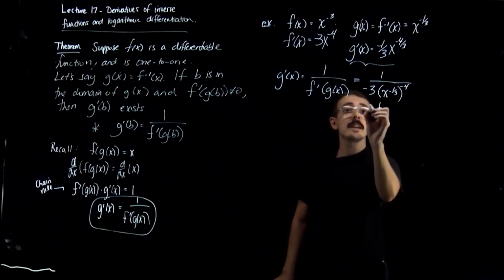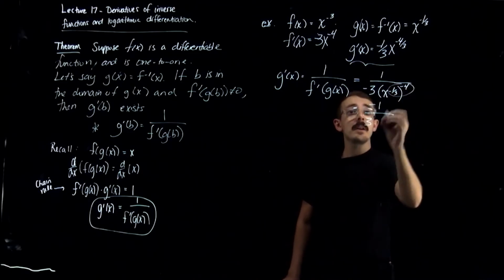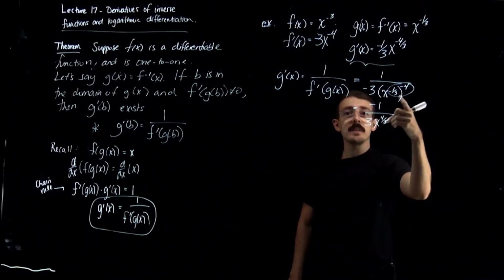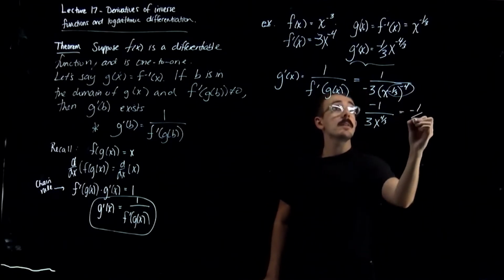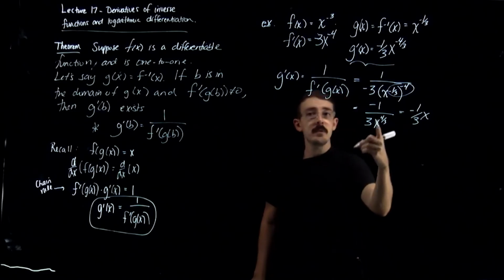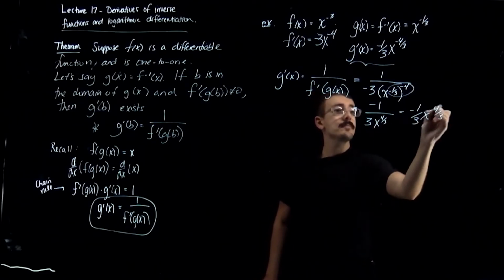OK, and in simplifying this, I get negative 1/3. Here I have a power to a power. So this is going to be x to the positive 4/3, because both of these are negative. And then this is equivalent to just saying negative 1/3 x. And if I move this to the numerator, I'd make the power negative.